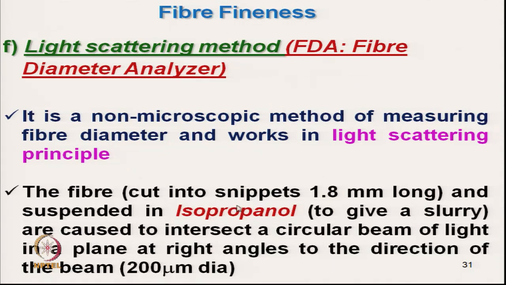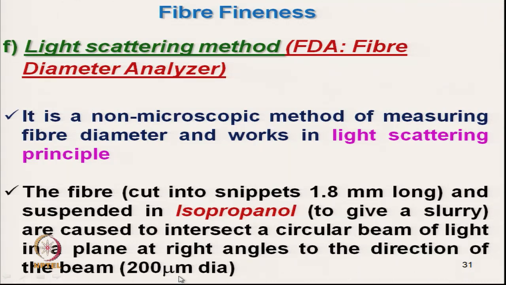The fiber is cut into snippets of a very small length, typically 1.8 millimeter, which is specified, and suspended in isopropanol to give a slurry. This isopropanol is used because it is a non-swelling chemical. The slurry is caused to intersect a circular beam of light in a plane which is at right angle to the direction of the beam.